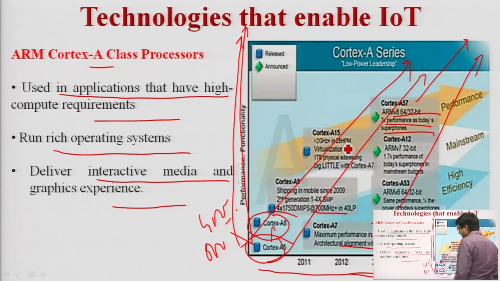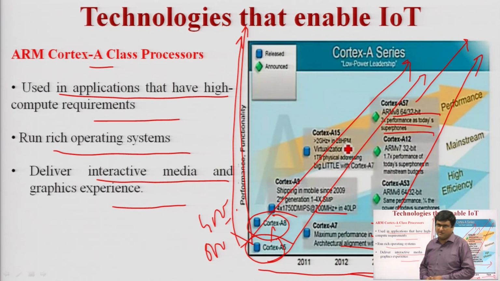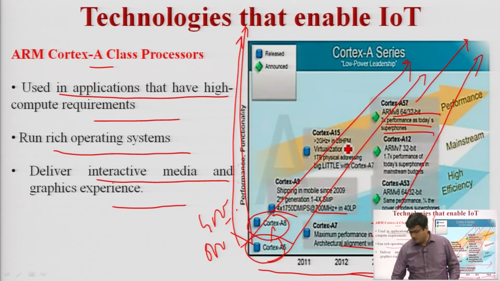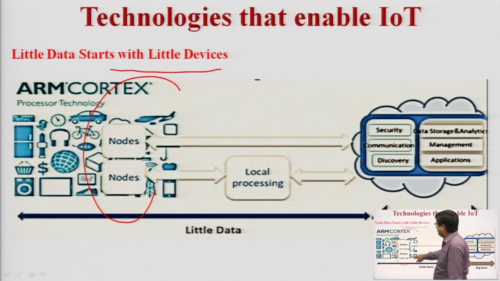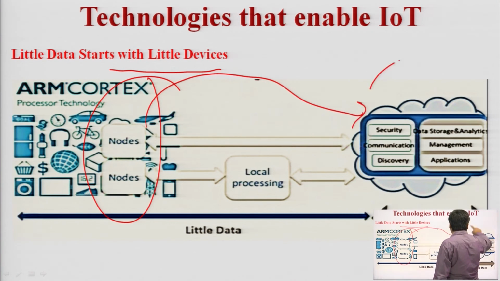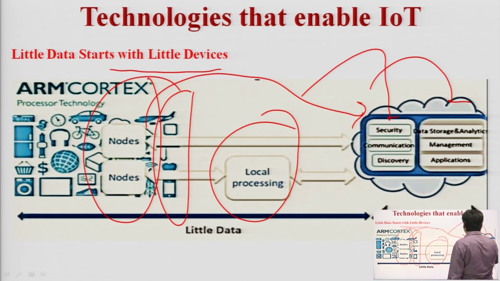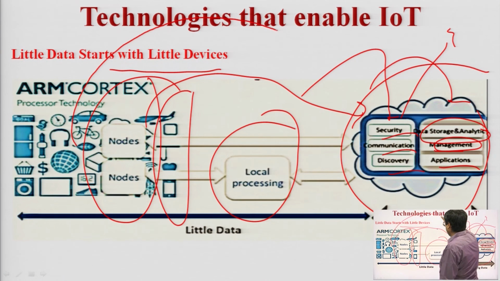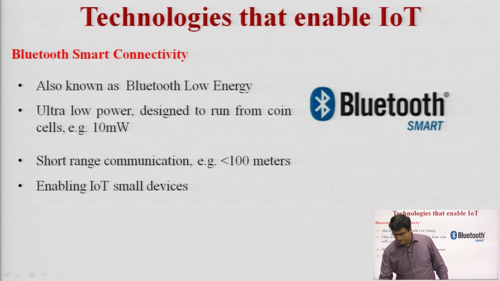Here you can see that miniaturization brings more functionality, less cost and low power consumption as we go from one year to another. Little data starts with little devices. The nodes are capable of providing data to the servers using local processing and wireless techniques. Security, communication, discovery, applications management, data storage and analytics can all be done in the cloud. All the data from the nodes and devices goes to the cloud, where we can use data analytics techniques.